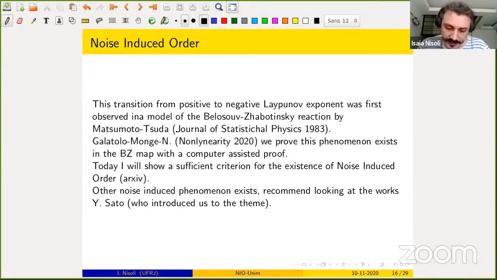Indeed, the existence of this phenomenon was not proved. It was just numerical experiments by Matsumoto and Tsuda. There was a lot of research, especially in applied mathematics and physics, about this phenomenon. This paper by Matsumoto and Tsuda has almost 400 citations, but there was no proof of this phenomenon.